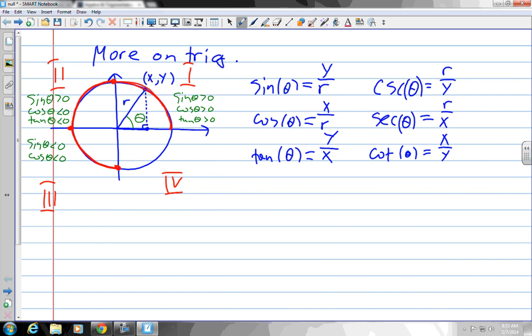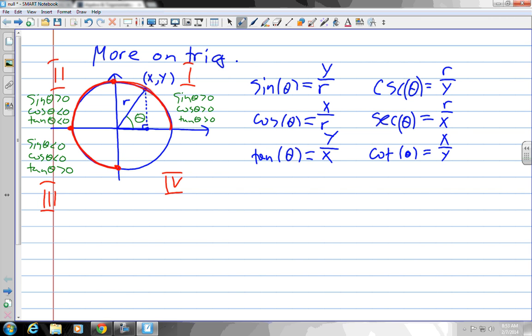But tangent is y over x. Both y and x are negative. So what about tangent then? Positive, right? It's negative over negative. So tangent theta will remain positive in the third quadrant, regardless of what theta is, as long as theta is in the third quadrant. Question? Is that okay? All right.